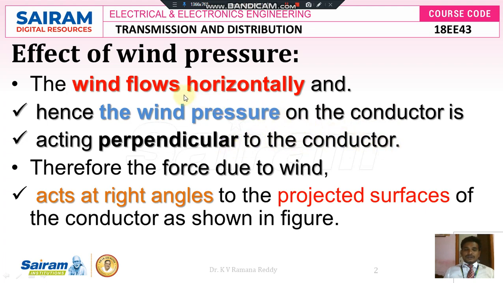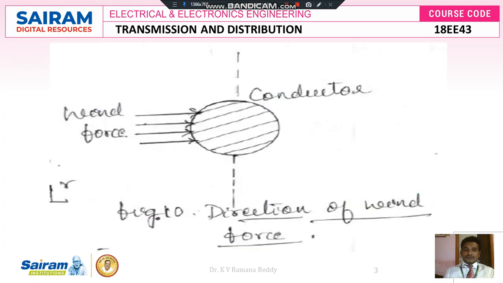So the direction of wind or wind velocity is always perpendicular to the conductor. Therefore the force acting on the conductor due to wind acts at right angles to the projected surface of the conductor, as shown in the figure. Look at this figure. This is the front view of the conductor, which is connected between two successive poles. Now the wind direction is like this.